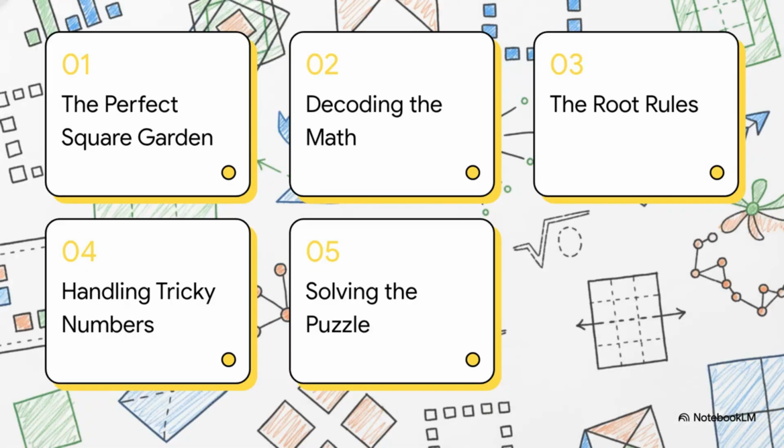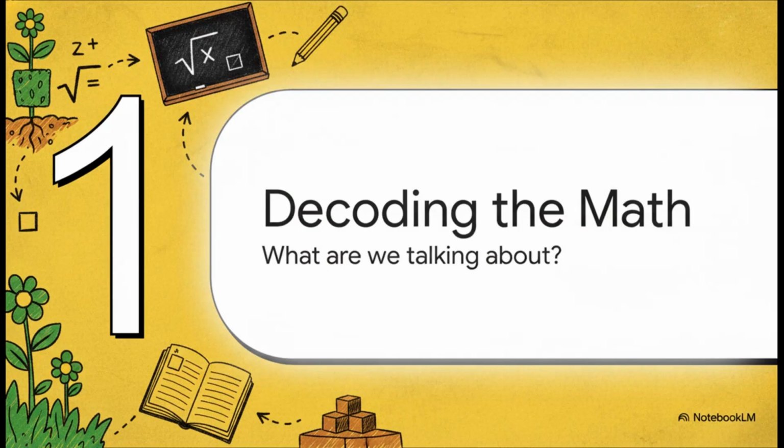To figure that out, we've got a game plan. First, we'll really decode the math behind that perfect garden. Then, we're going to learn some super handy root rules. After that, we'll get into how to handle those trickier numbers. And finally, we'll put it all together and solve this puzzle for good. Okay, let's jump in. Decoding the math.